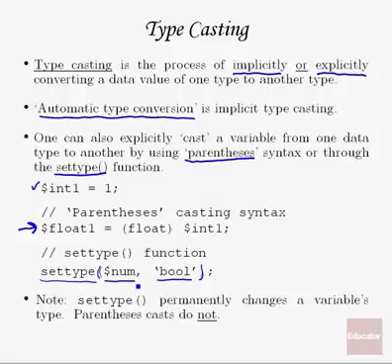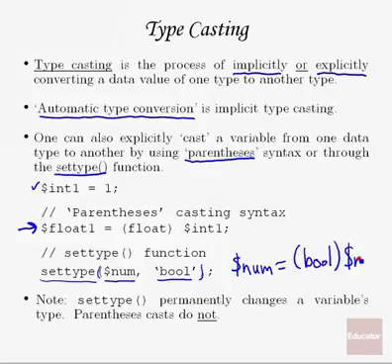So this is essentially the same as if we had used parentheses for them. Whereas up here, the variable to the right of the cast in parentheses, its data type doesn't get changed, down here, because we're assigning it back into the same variable name, its data type does get changed, and that's what the set type function does.